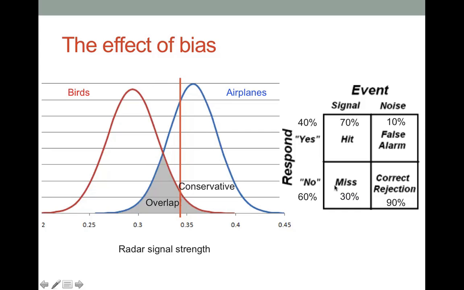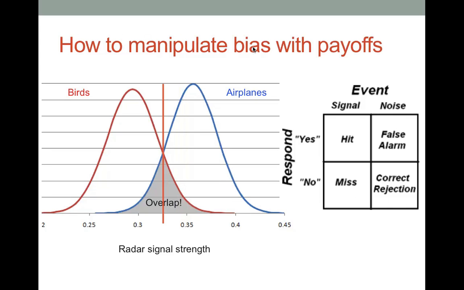Poor on the signal distribution, the airplane distribution, and good on the noise or birds distribution. So one bias or criterion setting isn't necessarily better than the other in an objective sense. It just depends. You might want hits more than you want correct rejections or something like that. And we can talk about how that can actually come about.